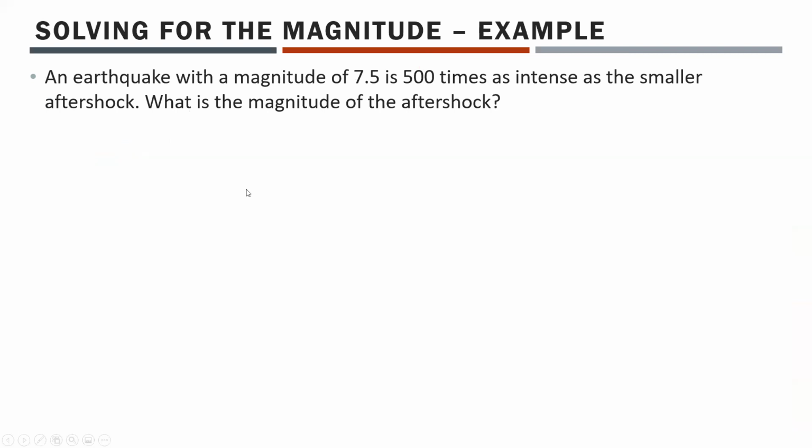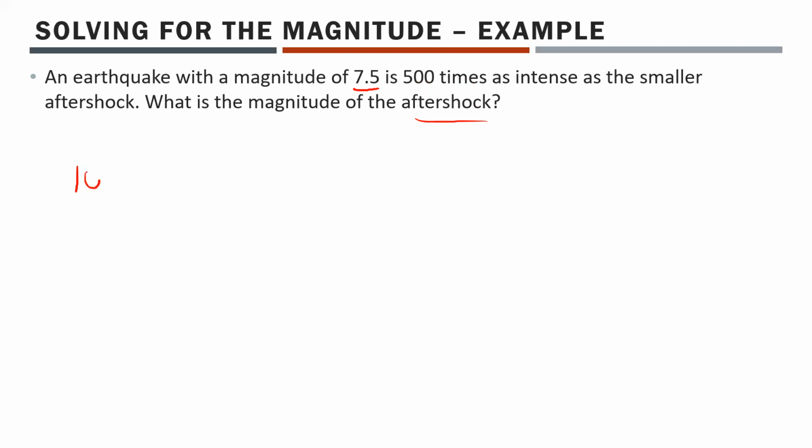All right, this question is going to stir things up a little bit. We're going to move kind of backwards here. We say an earthquake with a magnitude of 7.5 is 500 times as intense as the smaller aftershock. What is the magnitude of the aftershock? In previous questions, we would take the difference between the magnitudes. So 7.5 minus the magnitude of the aftershock would give us what we raised to a power to get to 500. In this case, we're just going to have to work backwards. Bear with me on this. Here's how my brain works with this one. 500 is the difference in intensity. That's how many times more intense it is, right?